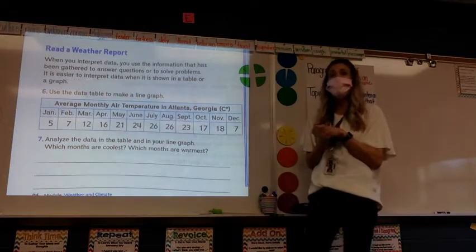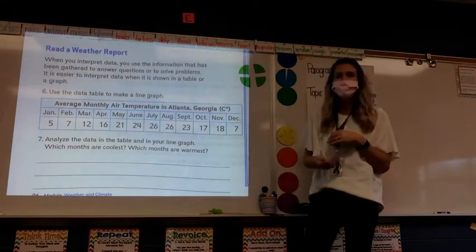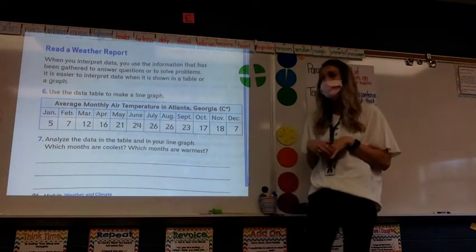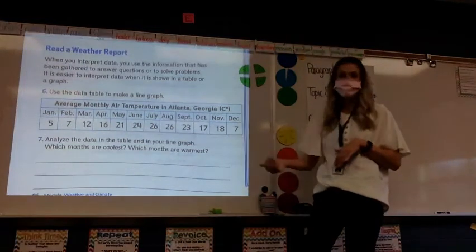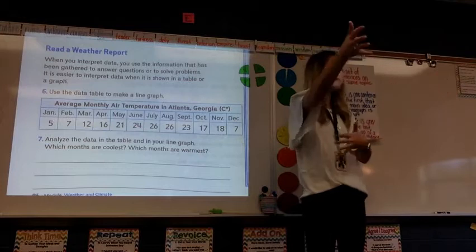Turn and talk with your neighbor. As we go through January, February, March, April, May, what patterns do you see? What do you notice happening to the weather through the months? Turn and talk. Chloe, push your chair back. Turn and be with your partner.